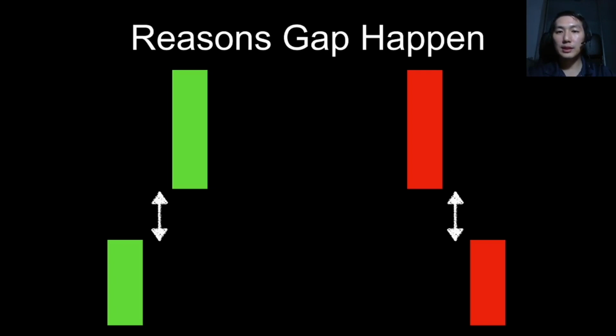Now let me share with you 2 reasons why gap happens in the futures market. So there are 2 reasons. Reason number 1, gap happens because of changes in expectations. So over the night, after the previous day closing session, there may be a data release or news happening about the product that you trade.